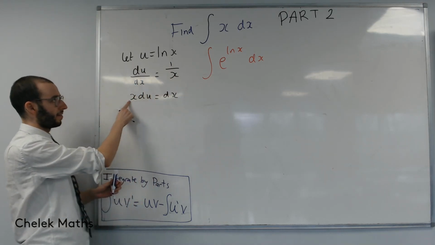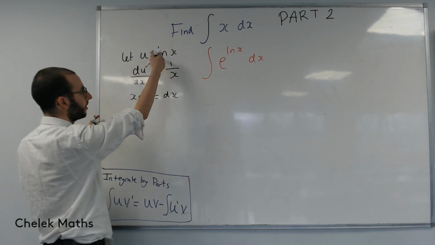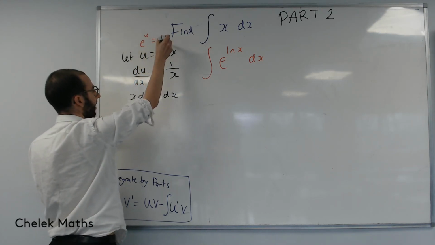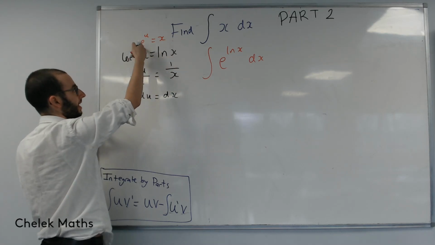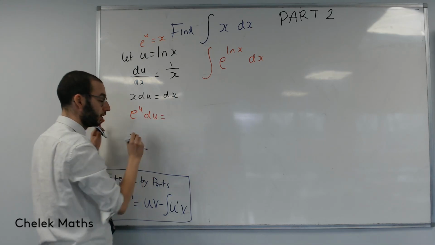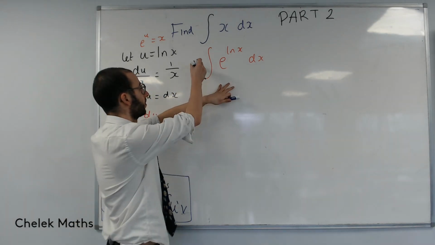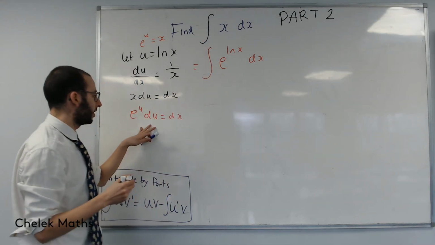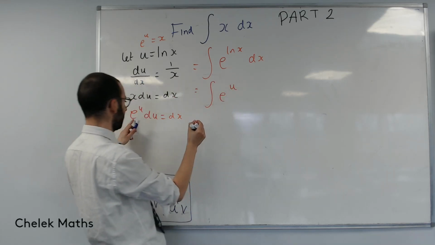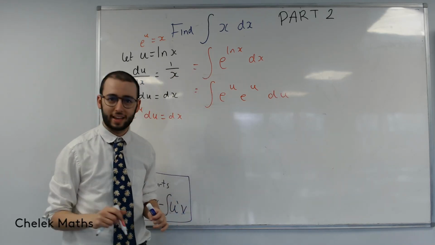And actually I want to get rid of this. So I'm going to use this, and I'm going to raise both of them to base e. So I'm actually going to say that e to the u is equal to x. U equals ln of x, the inverse of this, that e to the u equals x. So I can rewrite this as e to the u du equals dx. And then I've gone from an integration in x to an integration in u, because I can rewrite this as the integral of e to the u du.